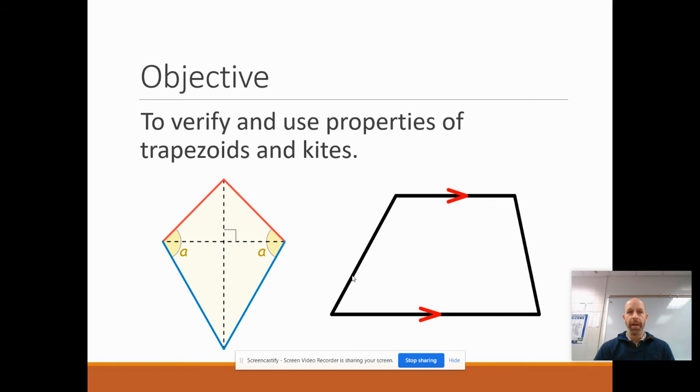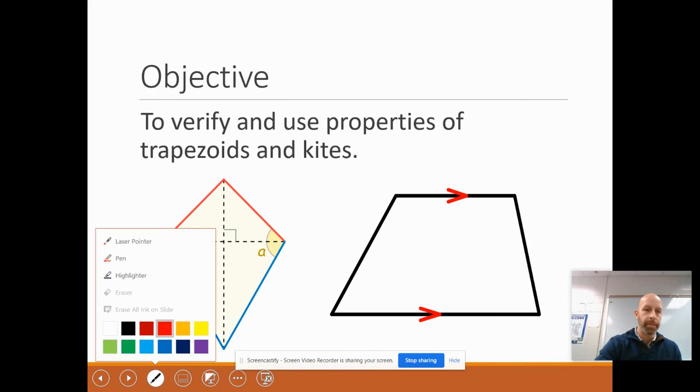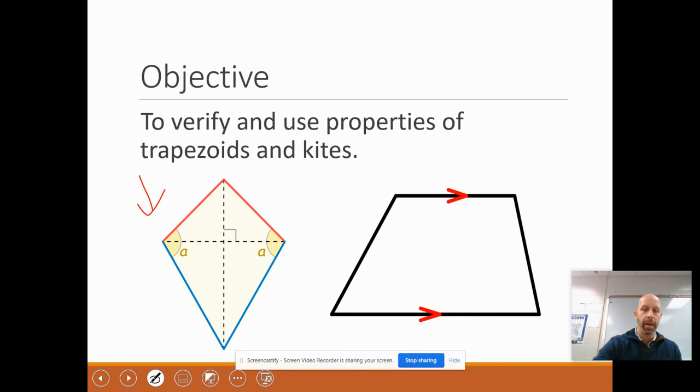Our objective today is to verify and use properties of trapezoids and kites. So here on the left, we've got ourselves a kite, and then here on the right, this is a trapezoid.